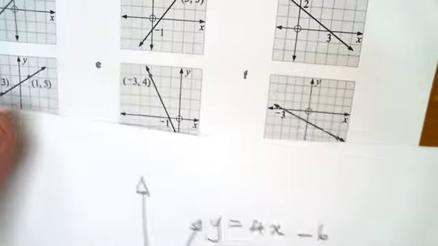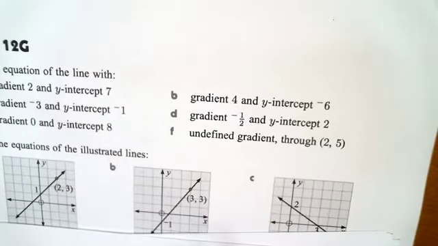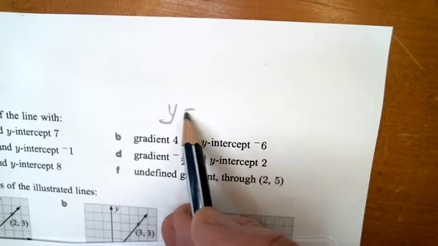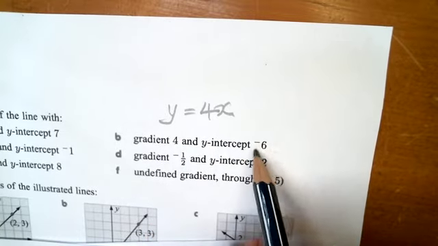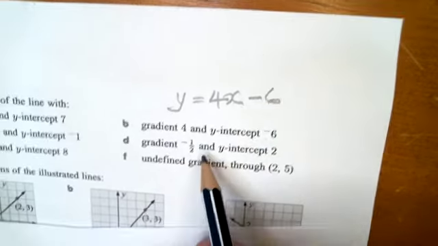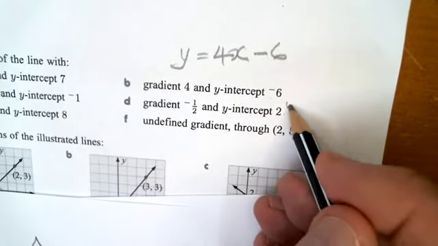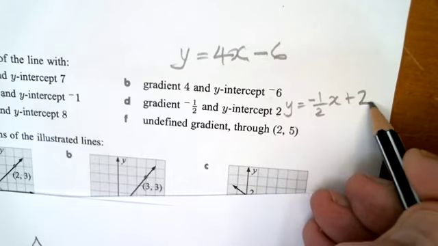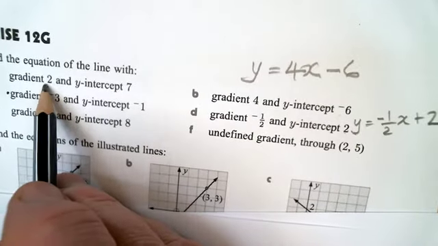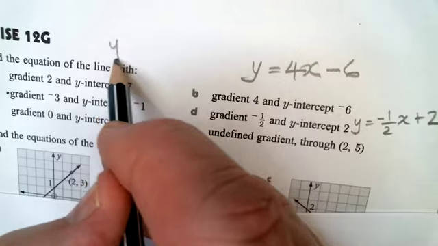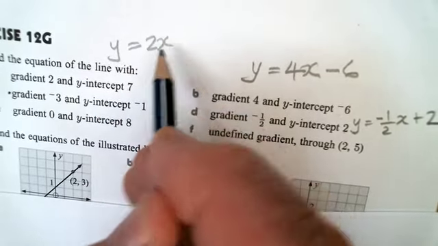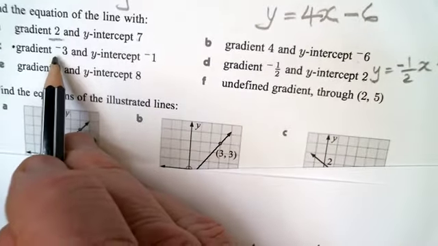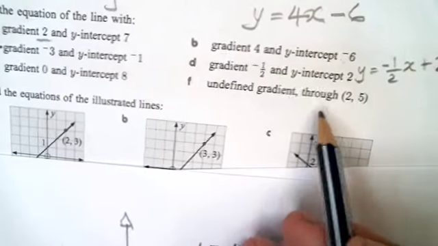So whenever we want to turn one of these into a graph, it's nice and simple. This one over here, gradient is 4, so it's going to be y is equal to 4x. Intercept -6, there it is. This one here, I've got gradient -1/2, so it's going to be y is equal to -1/2 x. Intercept is 2, plus 2. This one here, gradient of 2, intercept 7, so that's y is equal to 2x as my gradient. Intercept is 7. There it is. What about this one over here? Oh, I just did that one. What about this one here?